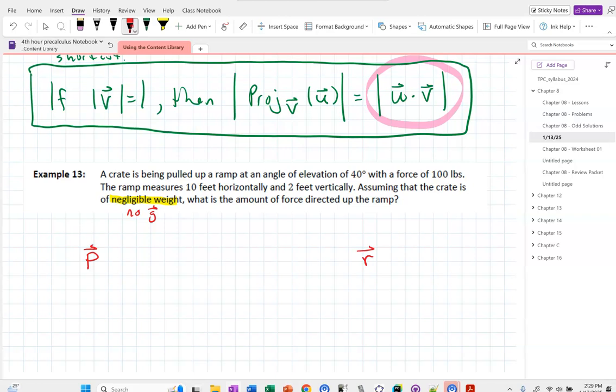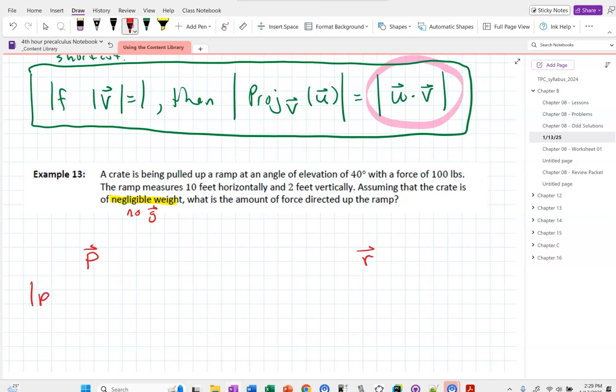If I also had a weight attached to the crate, I'd have a third vector. I'd have P, G, and R. And before I proceeded to do the projection, I'd have to add P and G together and then take that resultant vector and project onto R. If you have a situation with 3 vectors, I think that does pop up in some of the homeworks. But you just have an additional step at the beginning where you have to add the 2 force vectors together.